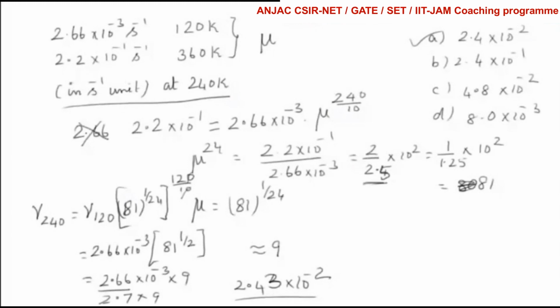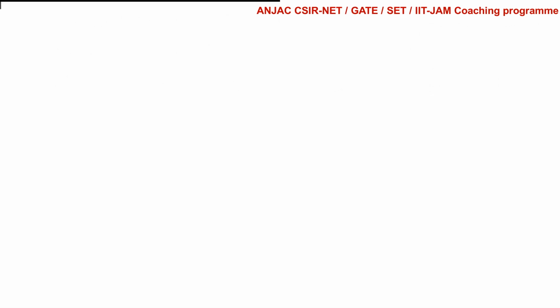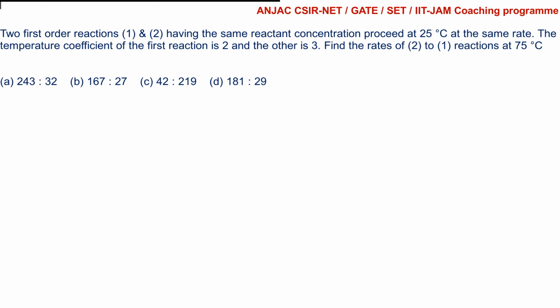Now take down another problem. This problem is not so far off, but may be asked in the future. Take down these two first order reactions having the same reactant concentration, proceeding at 25 degrees centigrade. The temperature coefficient of the rate of the first reaction is 2 and the other 3. Find the ratio of rates of the 2nd to the 1st reaction at 75 degrees centigrade.